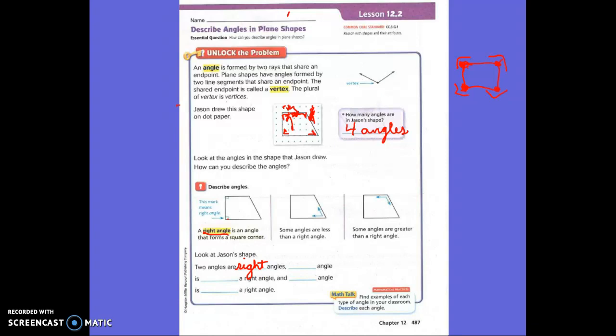Okay, two angles are right angles. One of the angles is, what would you call that? Less than a right angle. One of them is less than a right angle, and then the other one, yes, the other one is greater than a right angle.